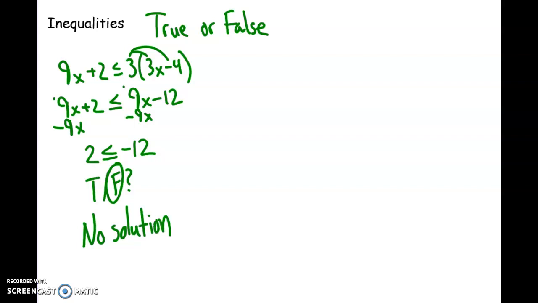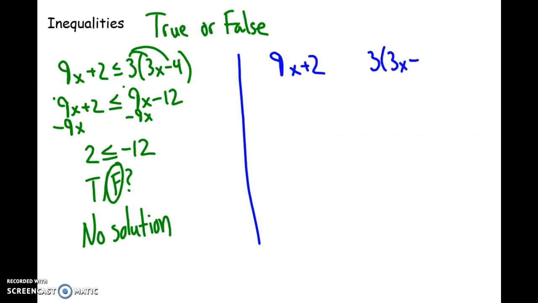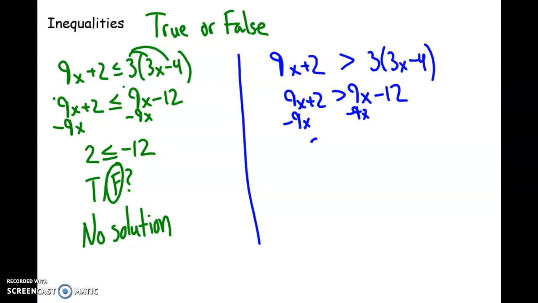Now, I did all this on the far left-hand side to make a point. Let's keep the same problem for the most part, but change my inequality from less than or equal to just greater than. So I'll have 9x plus 2 greater than 9x minus 12. Subtract my 9x's. Subtract my 9x's. 2 is greater than negative 12. Again, I got to ask myself, is this a true or false statement?